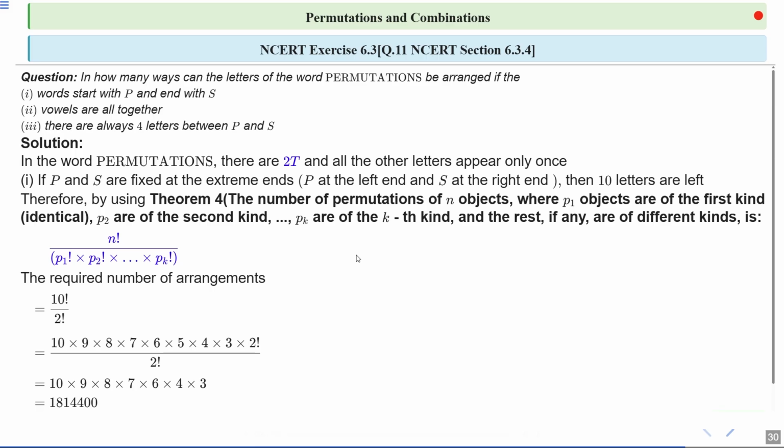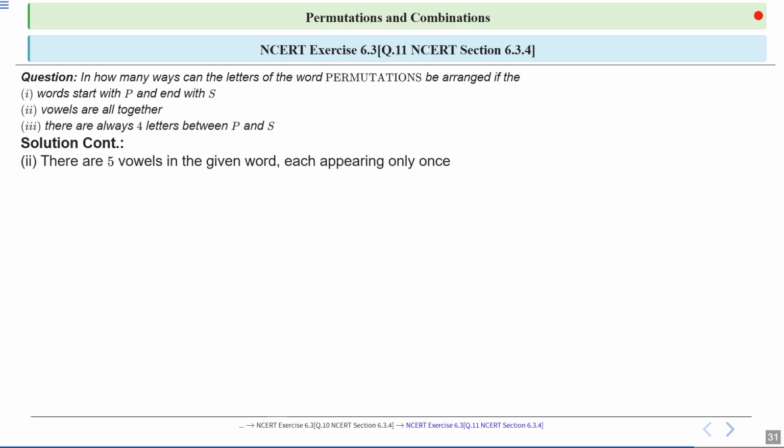1814400. So therefore, the number of ways the letters of the word PERMUTATIONS can be arranged to start with P and end with S is 1814400. Okay, clear? I think it's clear to all of you. So now look at the second part of this question.